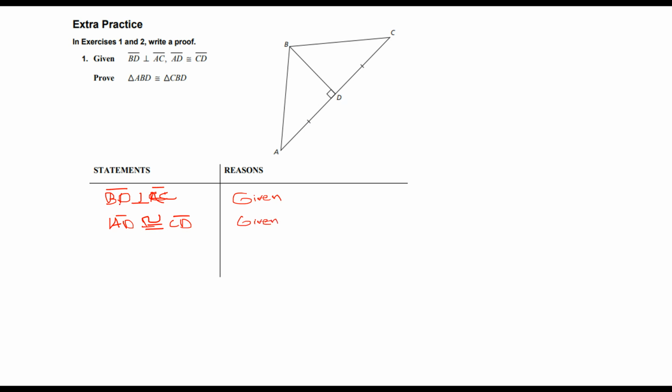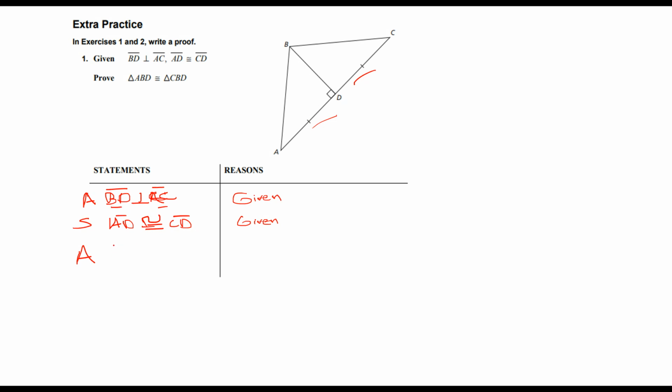Okay, so let's see if we've got any information that helps us towards side angle side. Well, AD is congruent with CD. That's a side. And actually, now I'm a little bit out of order. I could probably put that one first, but that's okay. This would be our angle, because we're going to elaborate on that right here. What do I know about these two perpendicular things?